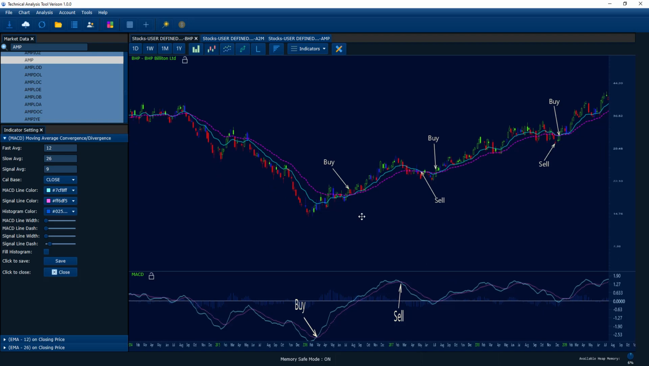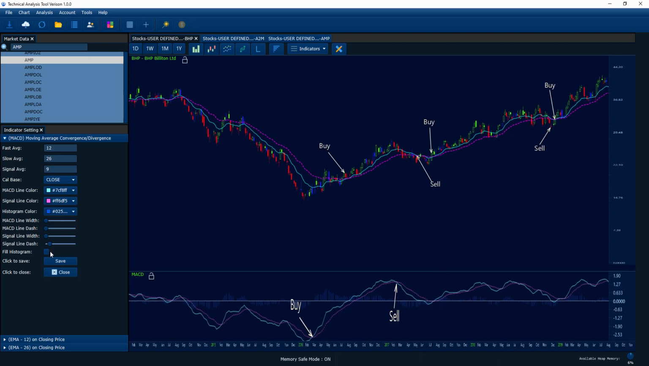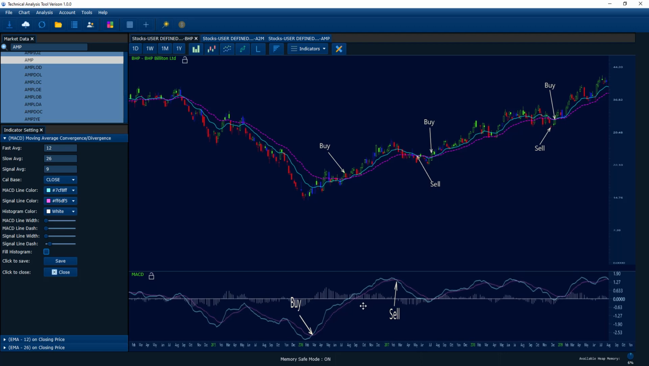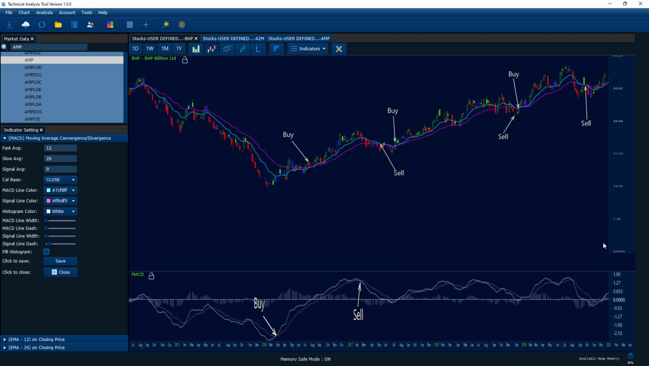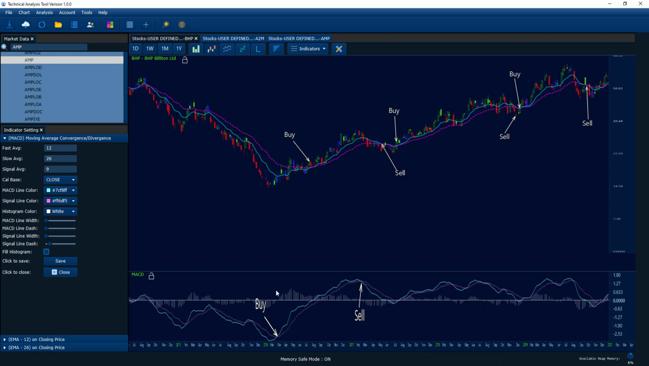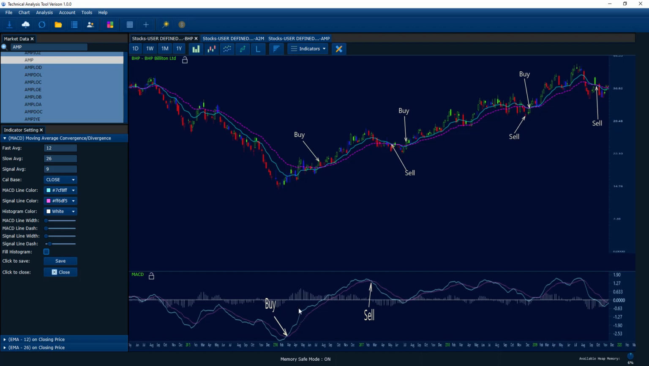The last thing is how we calculate this histogram. Let me just bring it back to white, and you can see clearly. As you can see, the histogram bars are either above or below the zero line. That value is calculated by the distance between the MACD line and the signal line. So we use the MACD line minus the signal line's value, and we come up with a histogram value.